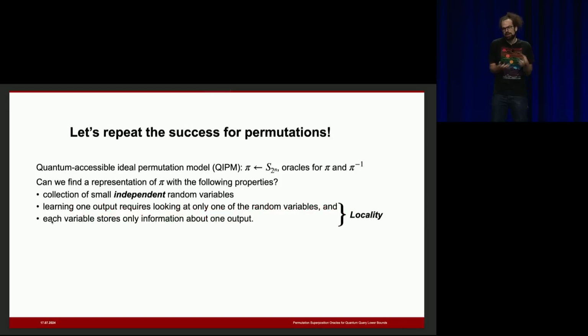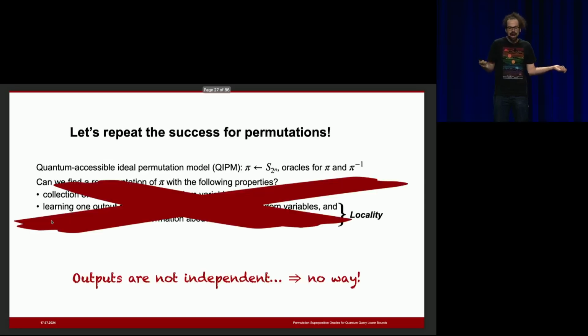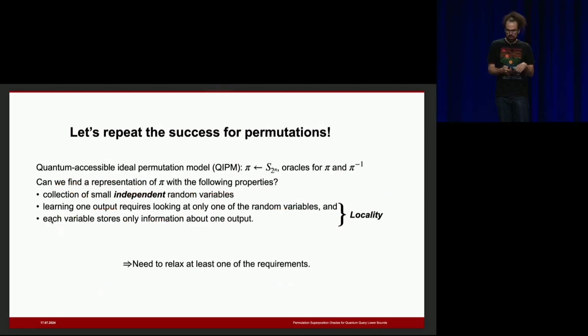So naively, we would just like to repeat the success, right? Can we find a representation of a random permutation pi that is a collection of small independent random variables where learning one output requires only looking at one of them and vice versa? Well, that's obviously impossible because the outputs of a random permutation are not statistically independent. So we need to relax at least one of these two properties, independence or locality.